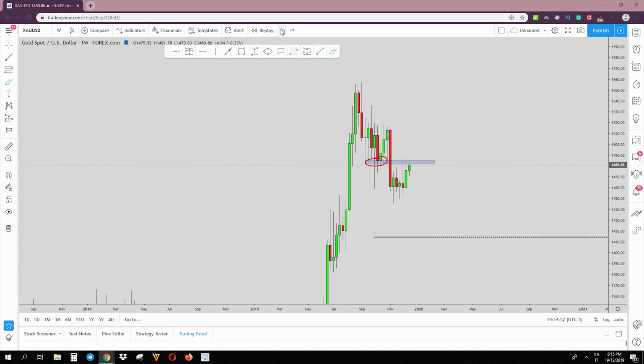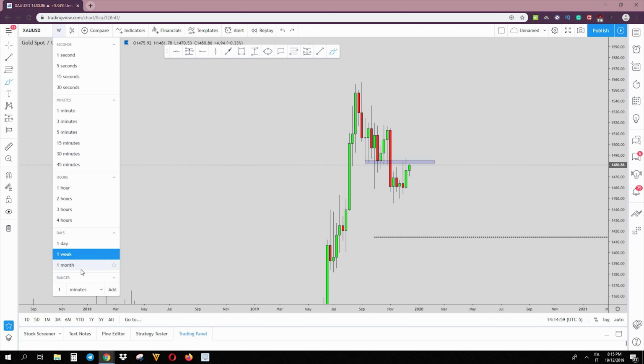Now, why is our overall downside target at this level here? To realize why, we have to go on the monthly time frame.